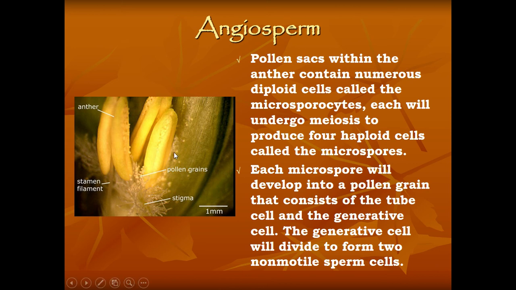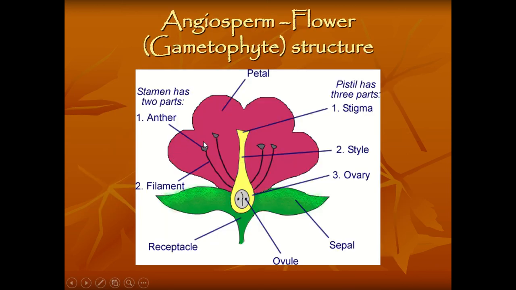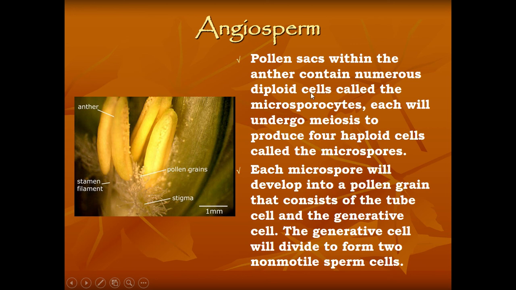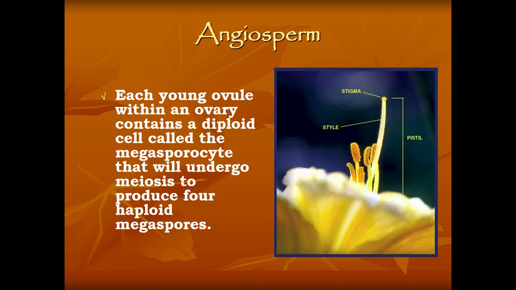The pollen sac within the anther contains numerous diploid cells called microsporocytes, which will undergo meiosis to produce four haploid cells called microspores. Each microspore will later develop into a pollen grain, which consists of a tube cell and a generative cell. During pollination, the generative cell will divide to form two non-motile sperm cells, of which only one will fertilize the egg and the other non-motile sperm cell will degenerate.